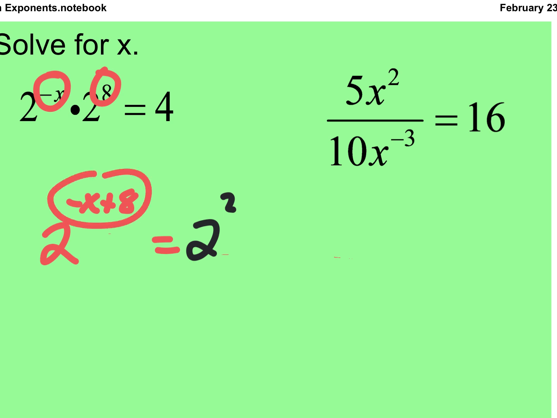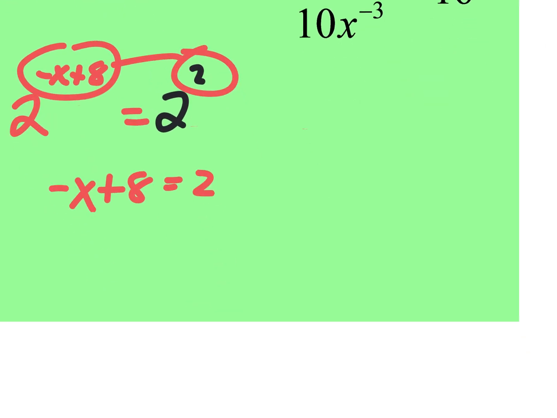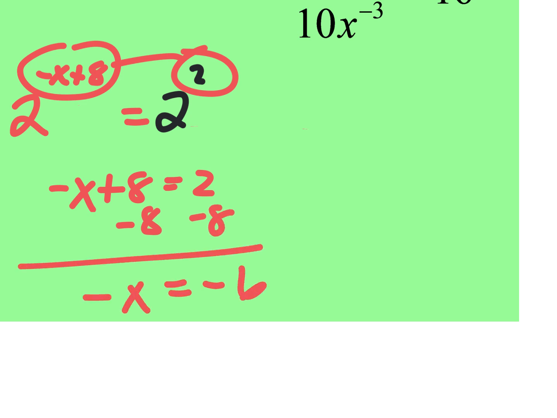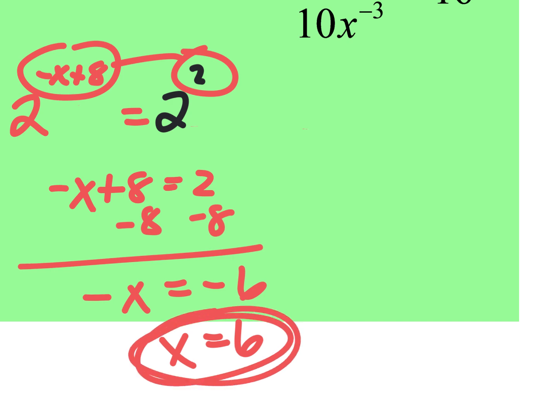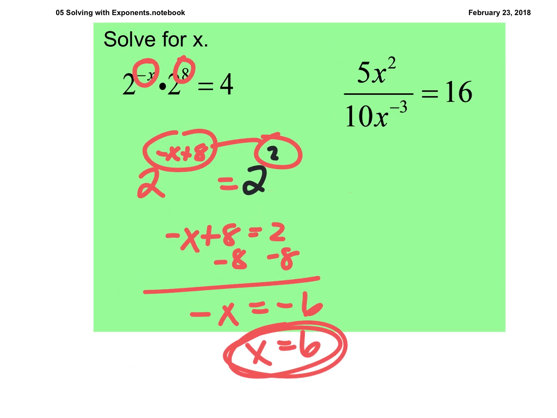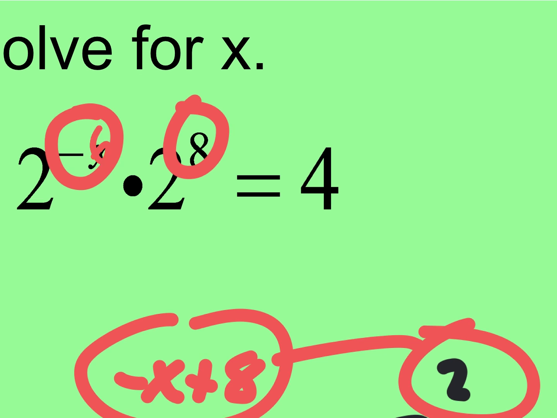Final answer on this one. Negative x plus 8 equals the other exponent, 2. Subtract 8 from both sides. Negative x equals negative 6. x equals regular 6. And if I wasn't positive, I'd just put a 6 here and see if that works. When you add those exponents together, that's going to be 2 to the second, which is 4. Worked. Yes? Why wouldn't you multiply the two 2's together?